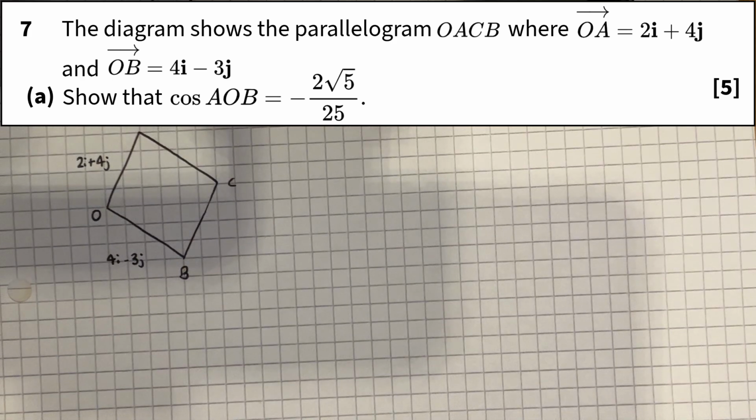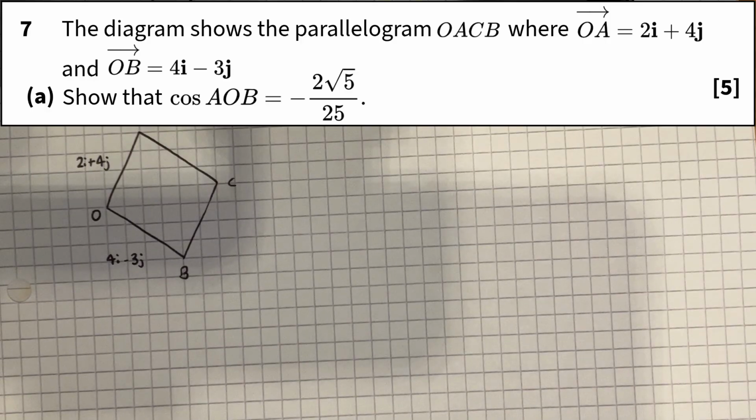I've got a vector question worth 9 marks in total over 3 parts. It says in part A that OACB is a parallelogram, and it gives us OA and it gives us OB in a diagram. In part A, we have to show that cos of the angle is equal to this funky expression, minus 2 root 5 divided by 25.